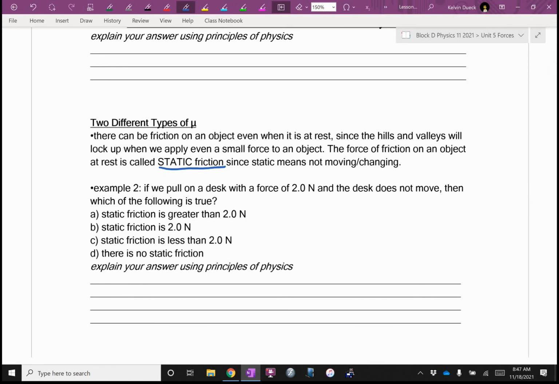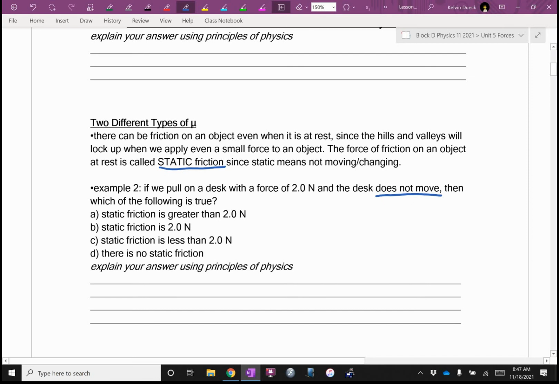So we're going to do a little thought puzzle here. It says this: suppose we pull on a desk with a force of 2 newtons and the desk does not move, then which of the following is true? So I'm going to walk over to Mud's desk here. I'm pulling with about 2 newtons-ish. Is the desk moving? Okay. Which of the following is true? A, static friction is greater than 2 newtons. B, static friction is exactly 2 newtons. C, static friction is less than 2 newtons. Or D, there's no static friction at all.